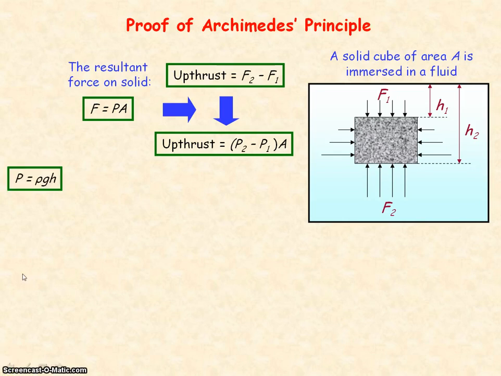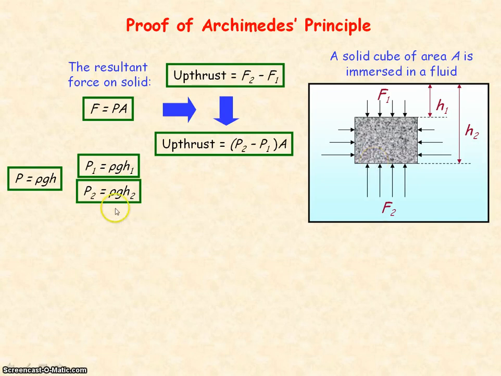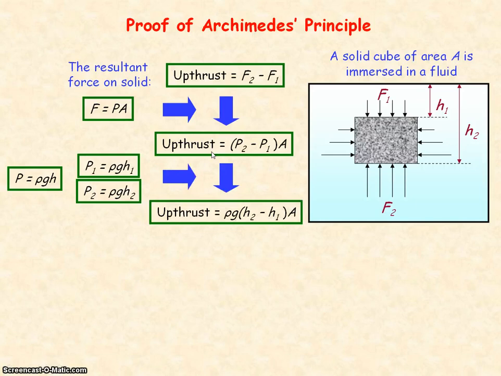Pressure increases with depth, and so pressure equals the density of the fluid times the acceleration of free fall times the depth. And so the pressure at the upper surface, P1, will equal rho g h1, and the pressure at the lower surface, P2, will equal rho g h2. And if we substitute for P1 and P2 into the equation for upthrust, we get this.